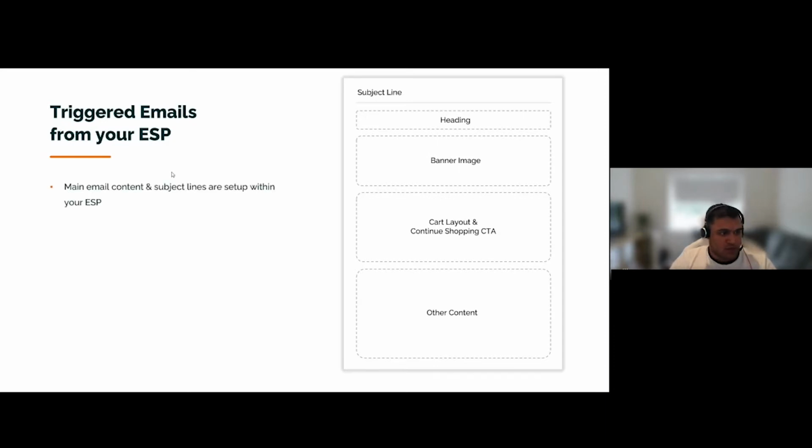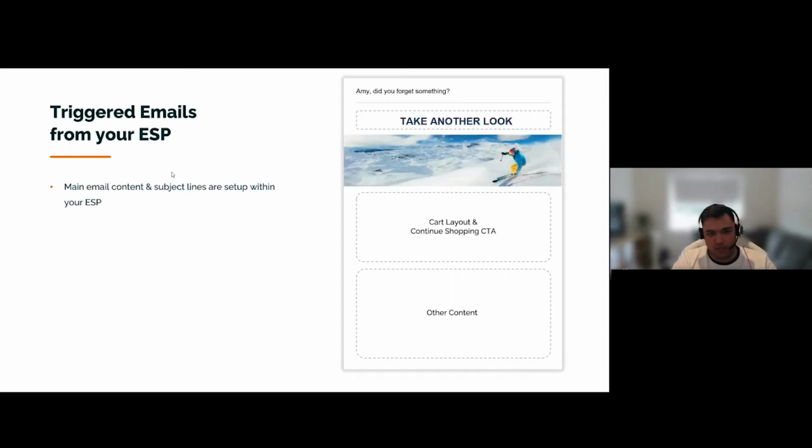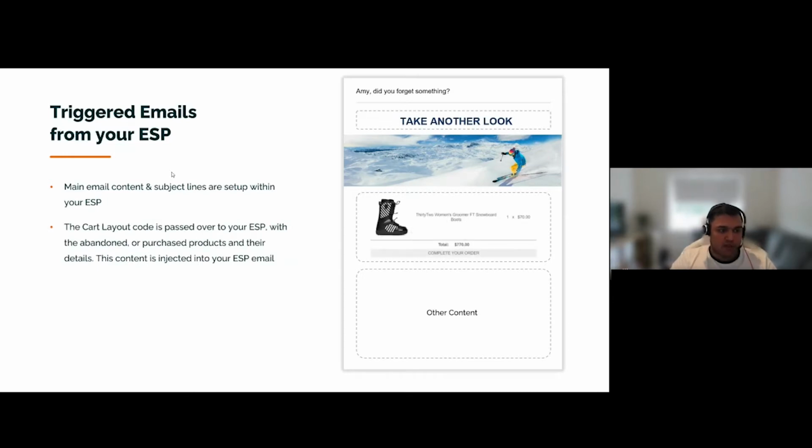So just a very quick overview of what triggered emails look like from your ESP. First of all, the main email content and subject lines are set up within your ESP, as you can see on the screen. The cart layout code is passed over to your ESP with the abandoned or purchased products and their details. As you can see here, we've got this snow boot. We can also map variables into your ESP to personalize text, such as the subject line.